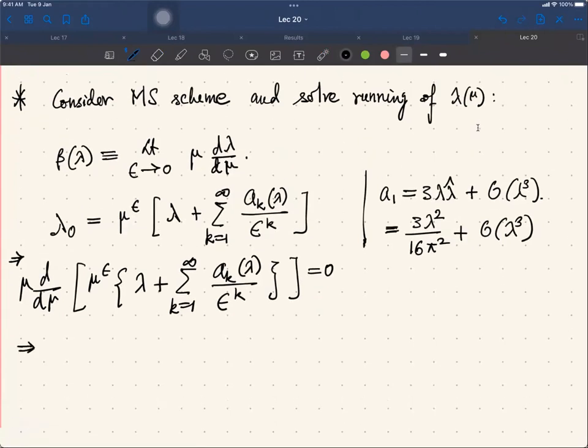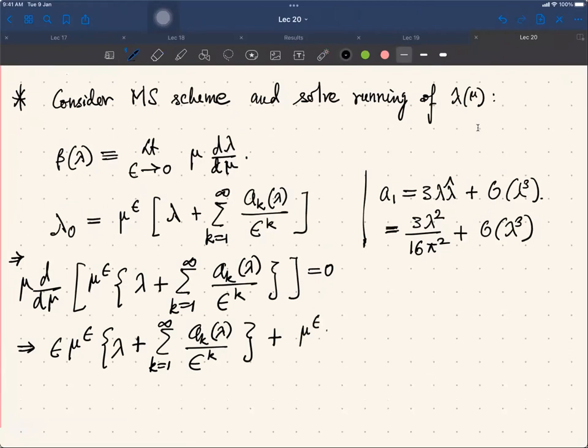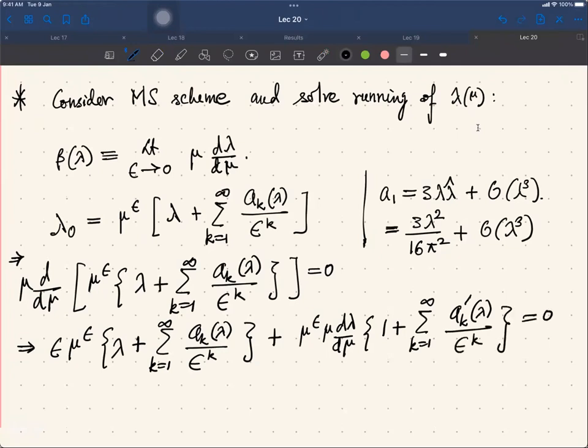The first term, when this operator acts on the first factor mu to the power epsilon, gives epsilon mu to the power epsilon times lambda plus the sum over k equals 1 to infinity of ak lambda by epsilon to the power k, plus mu to the power epsilon times mu d/d mu acting on this factor, which can be written as mu d lambda d mu times 1 plus the sum over k equals 1 to infinity of ak prime of lambda divided by epsilon to the power k, where ak prime is d ak d lambda. It is the lambda derivative of ak.